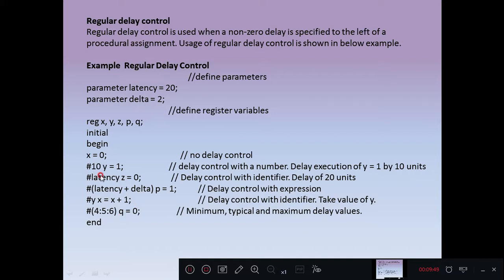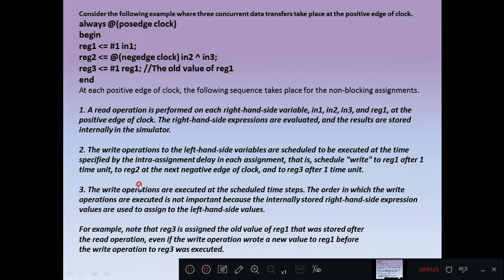When the left hand side delay is mentioned, expression execution is delayed by 10 time units, and here after, say, 20 time units. So at time 30 this particular statement is executed. 30 plus 22, at 52 time units this particular statement is evaluated. 52 plus 1, at 53 time units this is updated, like that. On the right hand side, if the delay is mentioned, the expression evaluation is done immediately with the previous values. Okay, we have seen an example here.